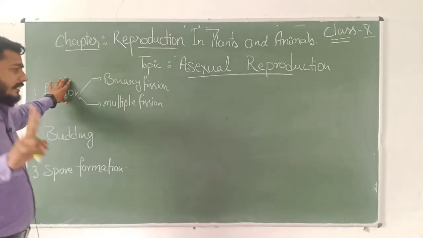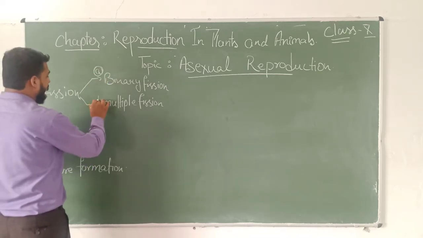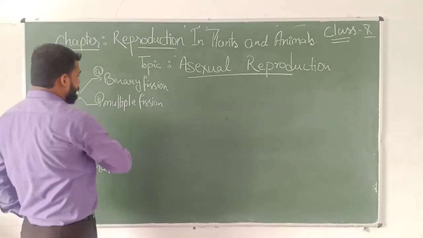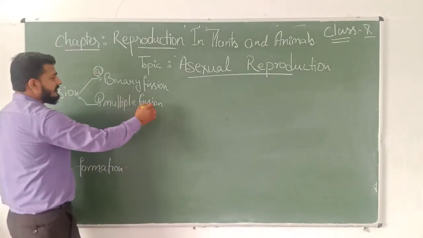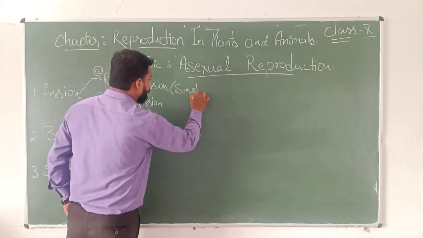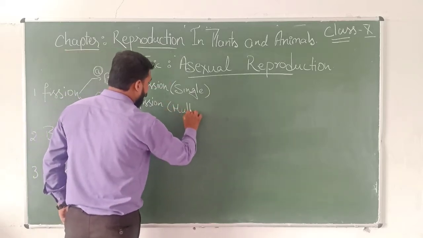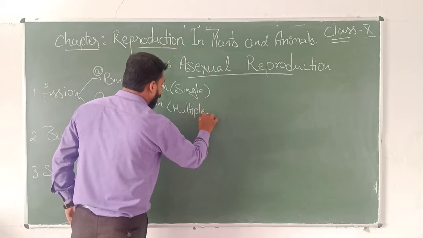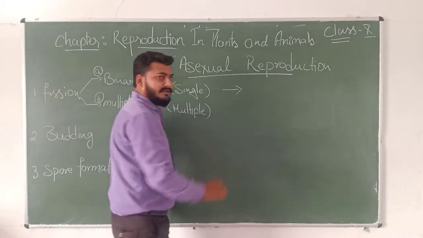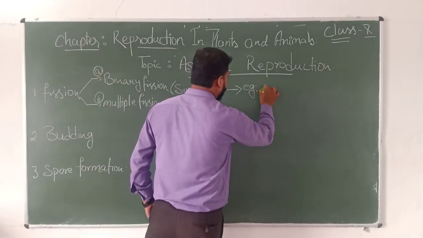Fission is of two types. Number one, A, binary fission, and number B is multiple fission. As the name suggests, here the fission is going to occur once, that is single, and here the fission will be multiple times. So first we are going to discuss binary fission technique, and the example would be amoeba.